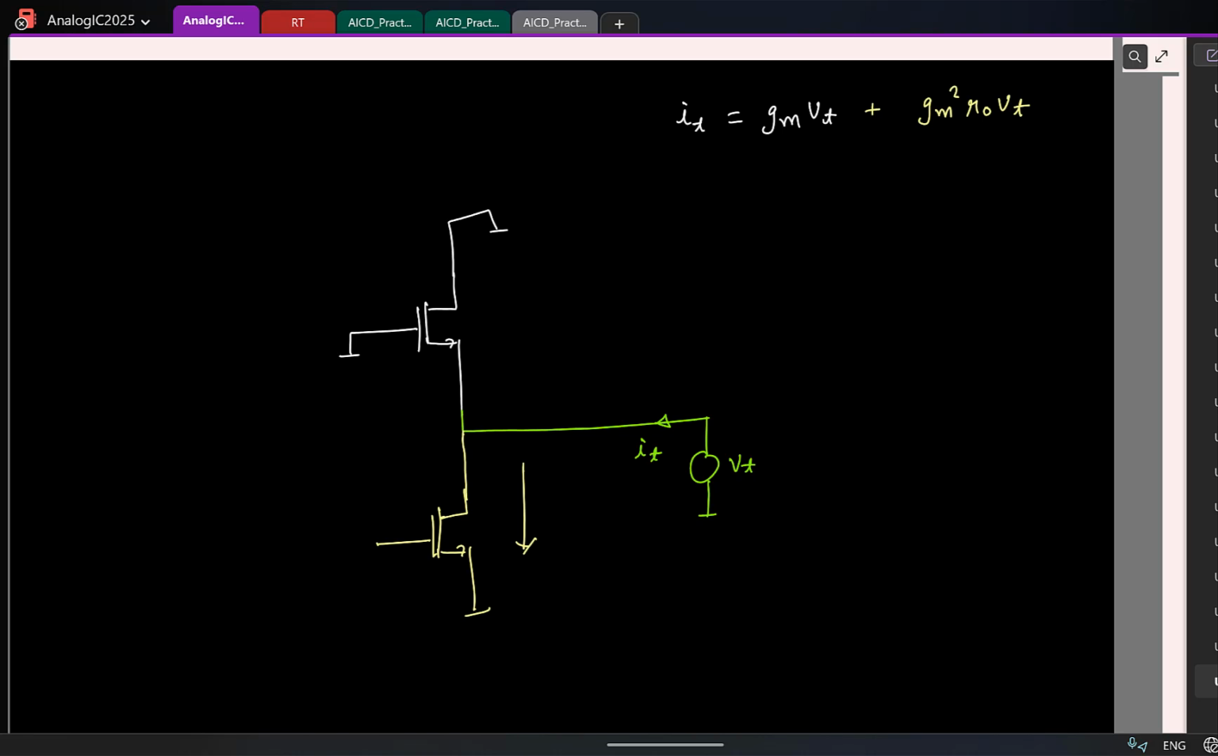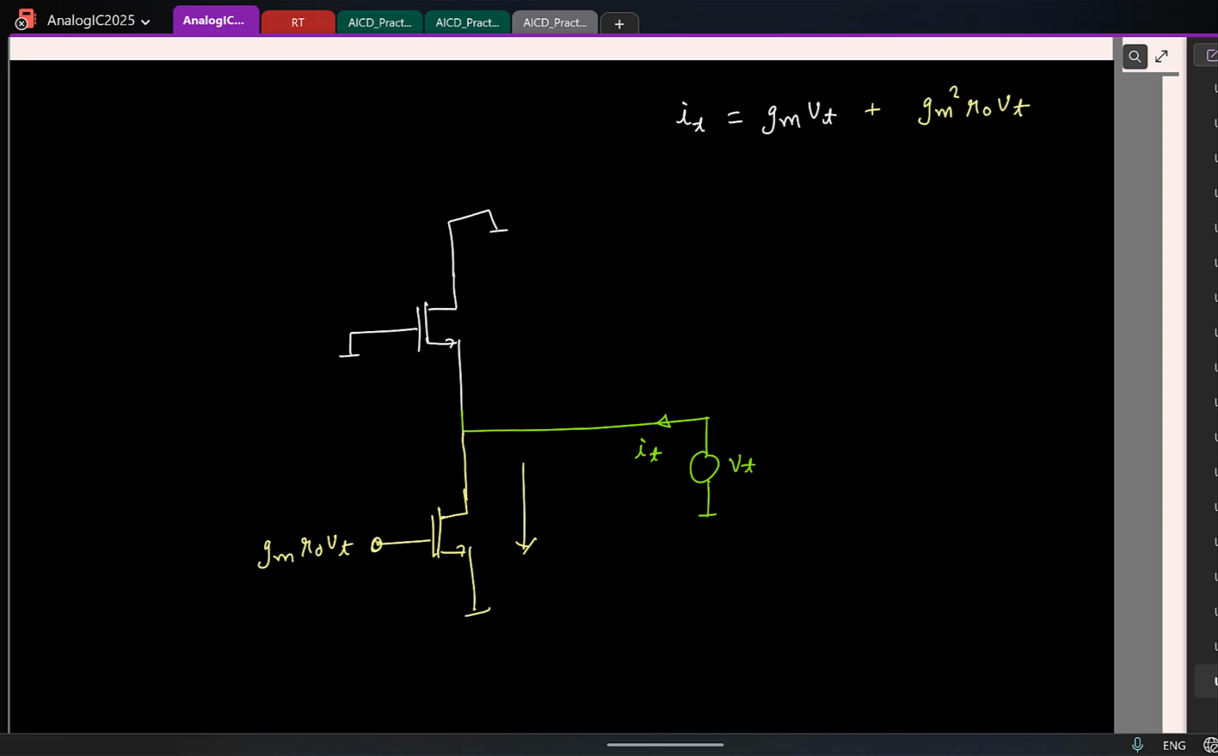Right? And what should this gate be connected to? I want to get a current of this value, correct? So what should the gate potential be so that I get this current? It should be Gm R0 times Vtest. Then the current flowing will be this voltage times Gm. That will be Gm square R0 Vtest.